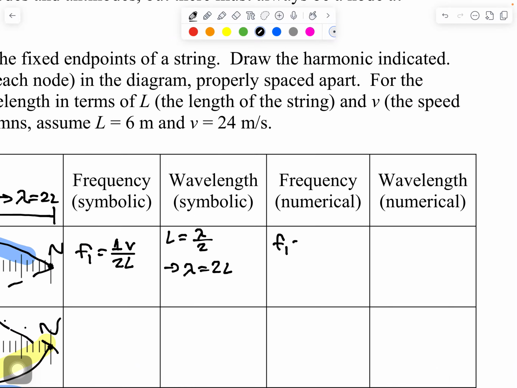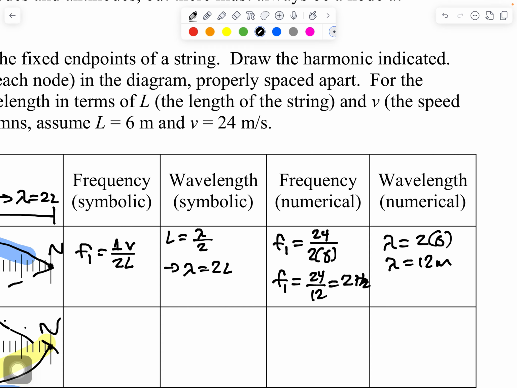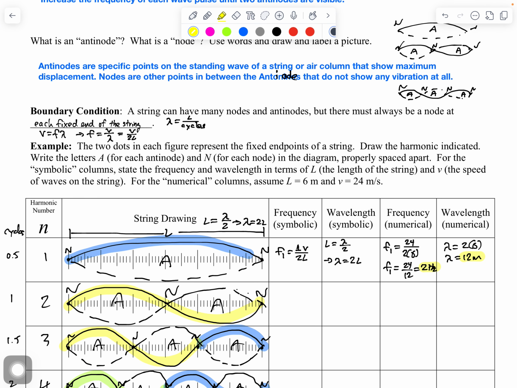We're going to go F1 is equal to the speed, 24, over 2 times L, which is 6. So 24 over 12, 2 hertz. Okay, 2 hertz. Wavelength, right? We're going to go 2 times L, which is 6. The wavelength is 12 meters. Again, that should make sense, because if this is half the cycle and half the cycle is 6 meters, that means the whole cycle, which we cannot see, would be 12 meters.